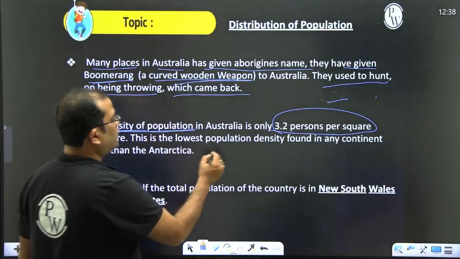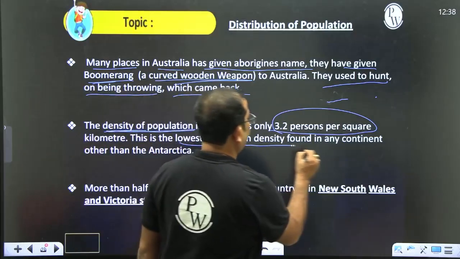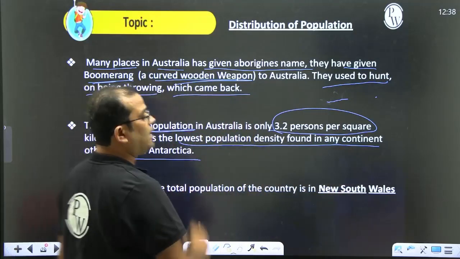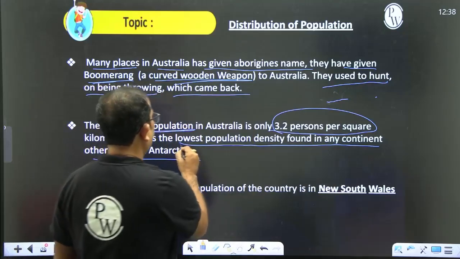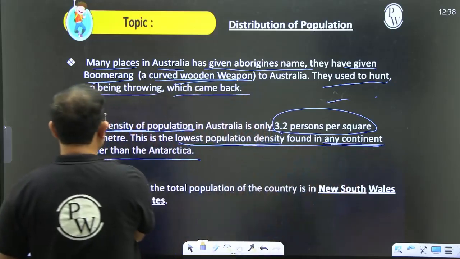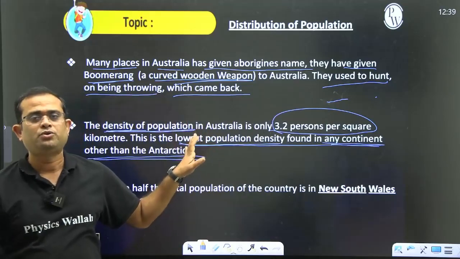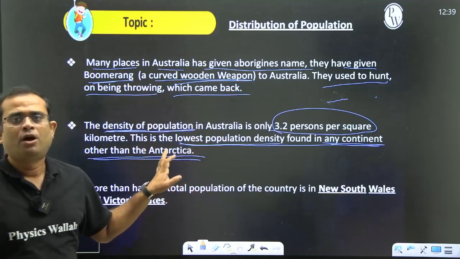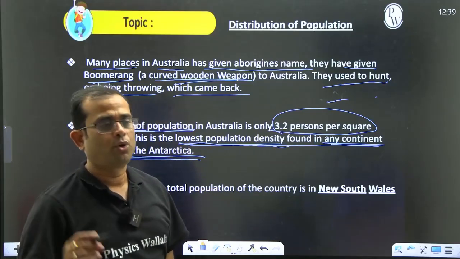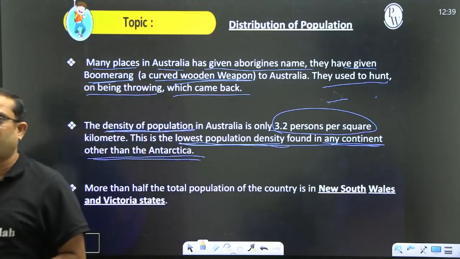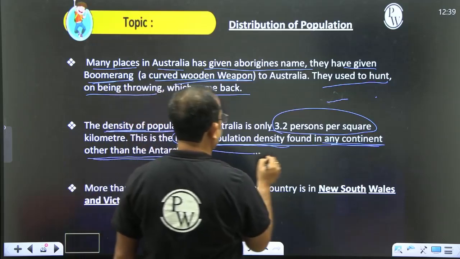The density of population in Australia is 3.2 persons per square kilometer. This is the lowest population density found in any continent other than Antarctica. So after Antarctica, Australia is the lowest population density continent. Just make a note of it.